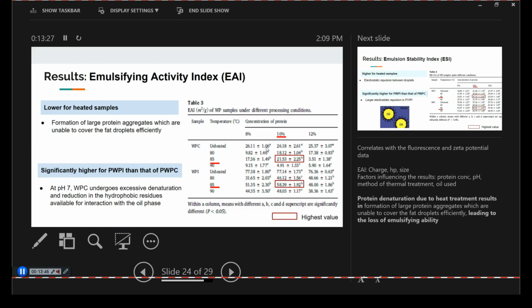The emulsifying activity index was lower for heated samples due to the formation of large protein aggregates which are unable to migrate to the interface and cover the fat droplets efficiently. The emulsifying activity was higher for polymerized isolate as compared to the concentrate, and this was explained using another study which concluded that at pH 7, concentrate undergoes excessive denaturation and reduction in the hydrophobic residues that are available for interaction with the oil phase. Again, the same trend for the highest values of activities can be observed here.